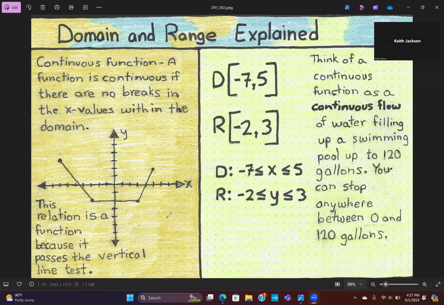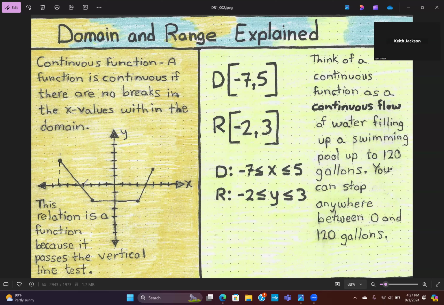So now that we have that out of the way, let's take a look at where this function begins and where it ends. Let's take a look at the domain first. We could do that by just eyeballing it right here. And we notice that it begins at -7 on the domain because it's on the x-axis. Let's count backwards from the origin and see where it stops. That's -1, -2, -3, -4, -5, -6, -7. Okay, so it begins at -7.